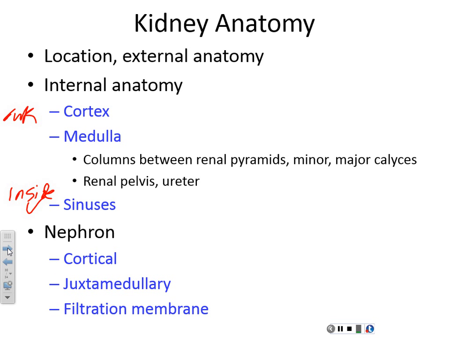So know the cortical nephrons, which are mostly in the cortex, and the juxtamedullary nephrons. Cortical nephrons form about 85% of all the nephrons. Juxtamedullary nephrons are next to the medulla. They've got long loops of Henle and are involved in concentrated urine production. And then the filtration membrane, right?